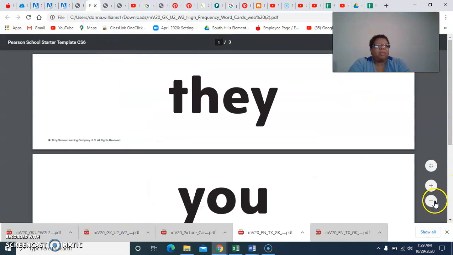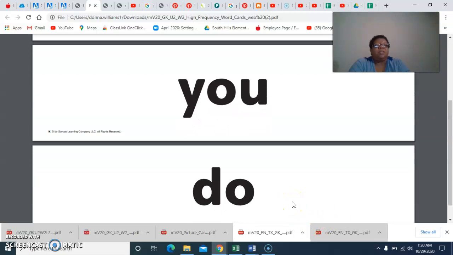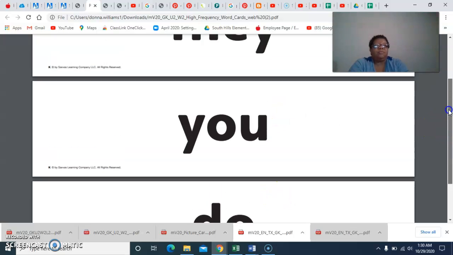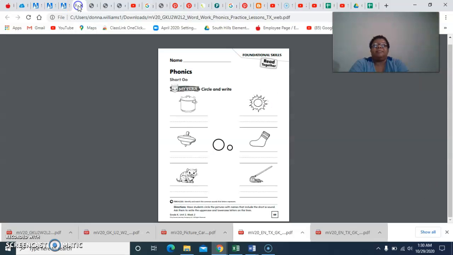Okay, next we have our sight words. I hope that you've been practicing your sight words. We have they, and a lot of the kids are seeing the word the, but it has a Y, so this word is they. Next one, you and do. So hopefully you can remember these words. Do, you, and they. And this also will help you with your reading.